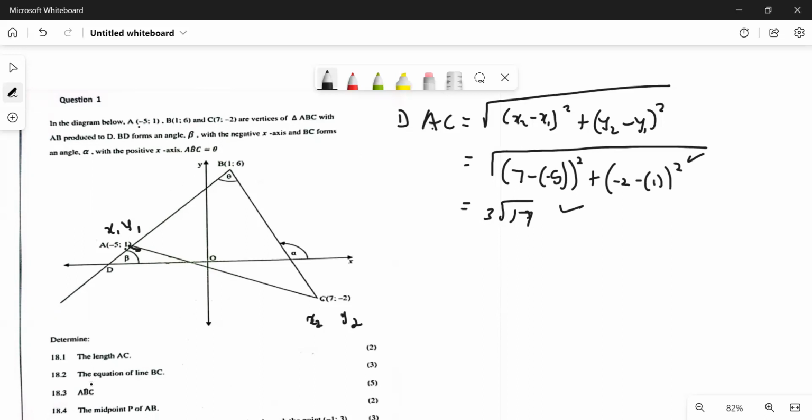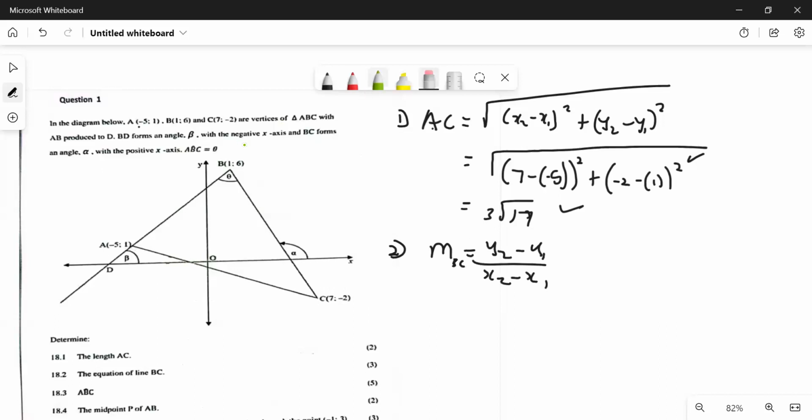Okay, now we go to number 2. On number 2, they say determine the equation of BC. For us to determine the equation of line BC, we need to find the gradient of BC. So on number 2, we're going to start by saying what is the gradient of BC. So we're going to say M, which is y2 minus y1 all over x2 minus x1. Now which 2 points are we going to use? We're going to use B and C.